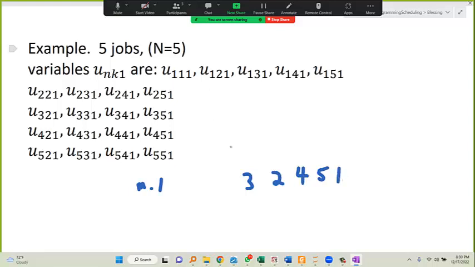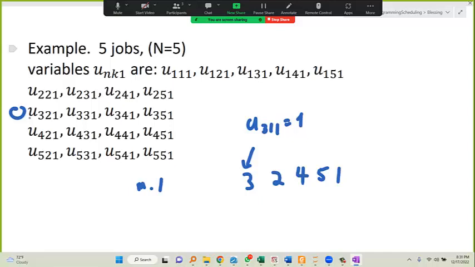Here you have job 3 in position 1. So this means that U311 is equal to 1, because job 3 is in position 1. So why don't you have, I don't see U311 here. Job 3 in position 1.